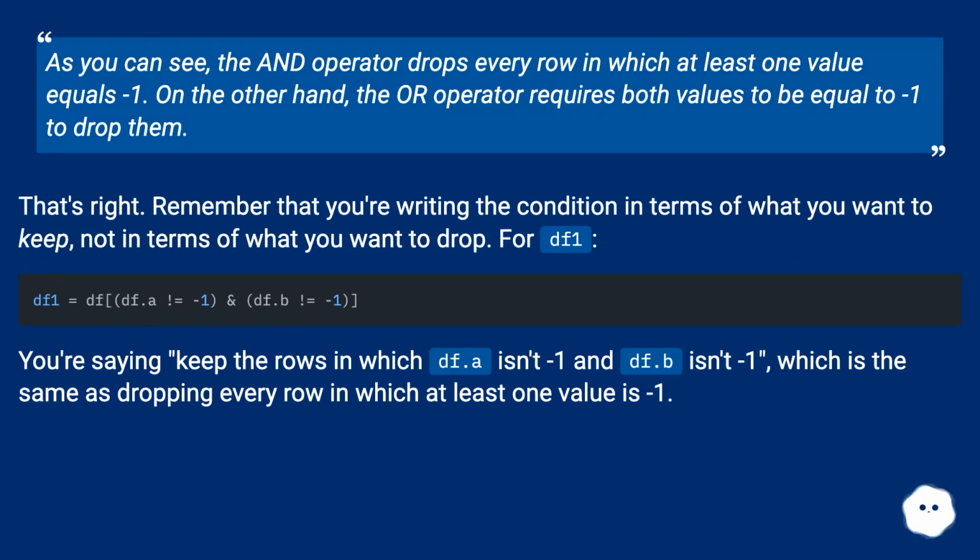That's right. Remember that you're writing the condition in terms of what you want to keep, not in terms of what you want to drop. For df1, you're saying keep the rows in which df.a isn't -1 and df.b isn't -1, which is the same as dropping every row in which at least one value is -1.